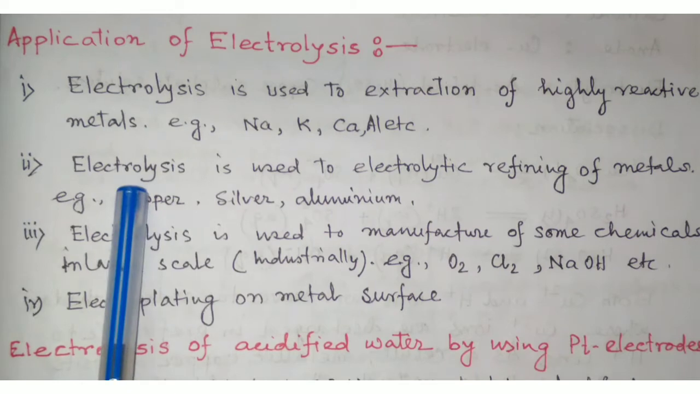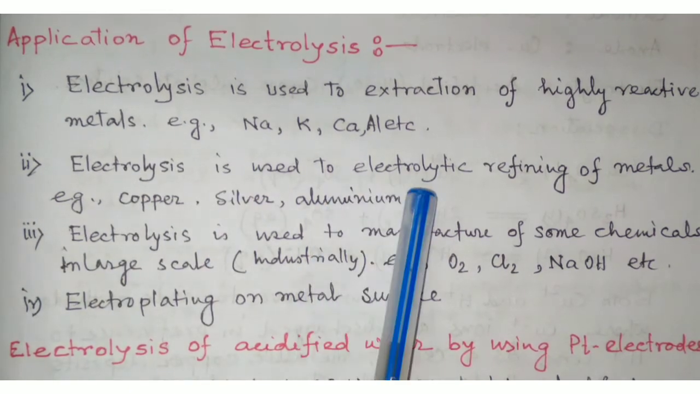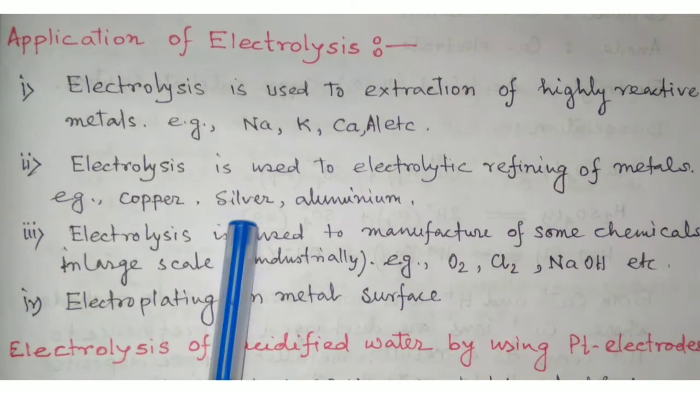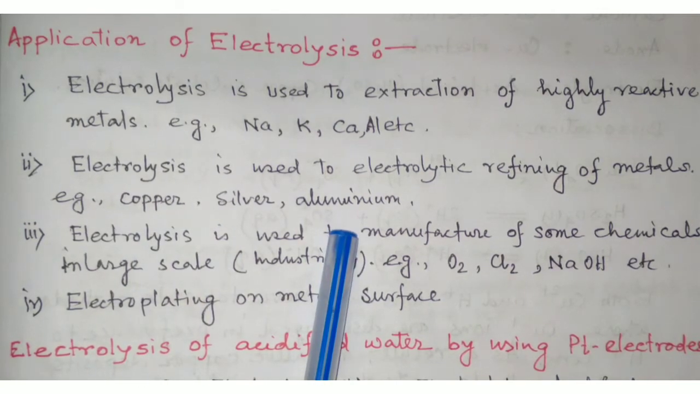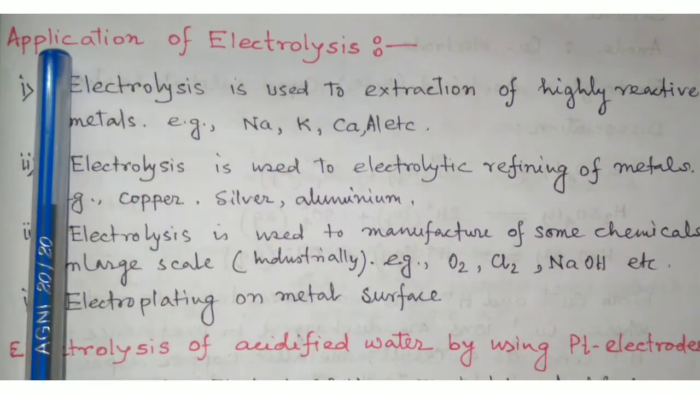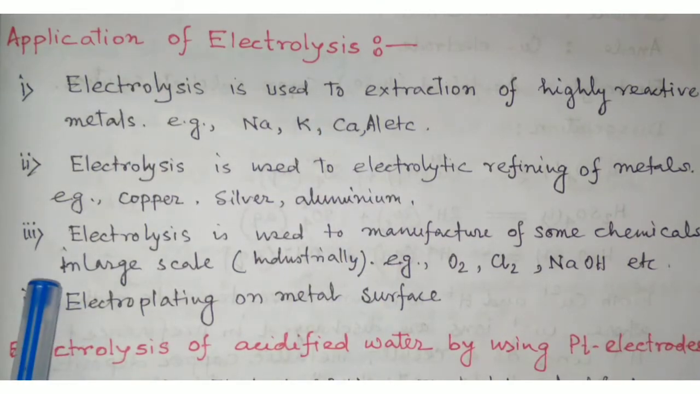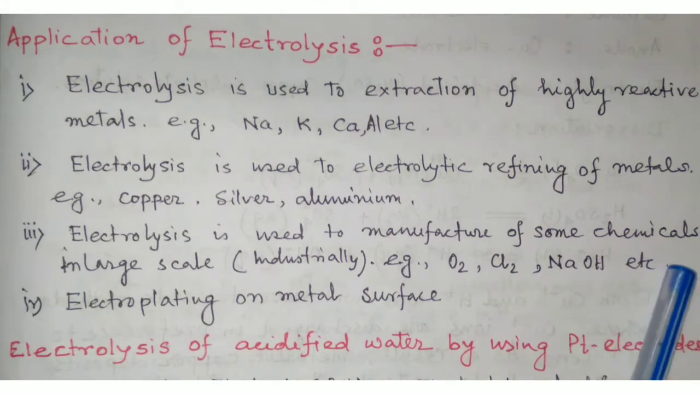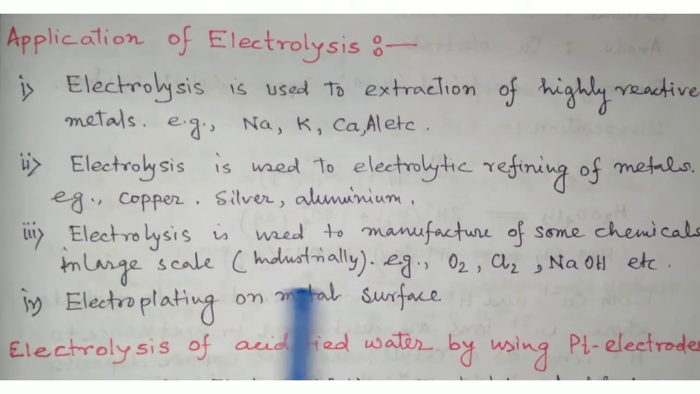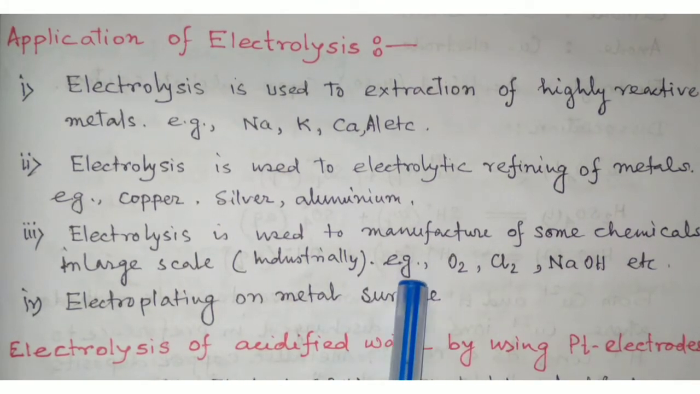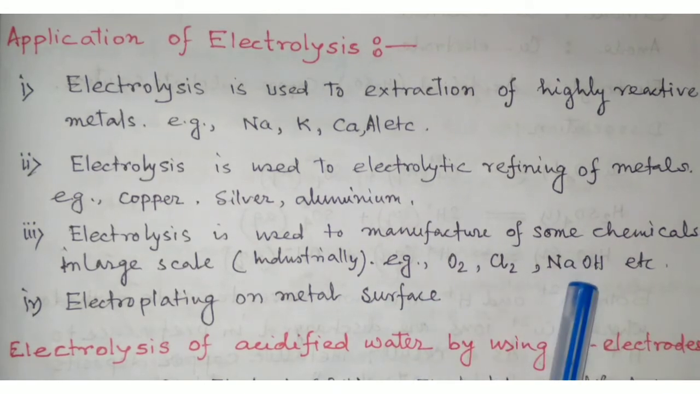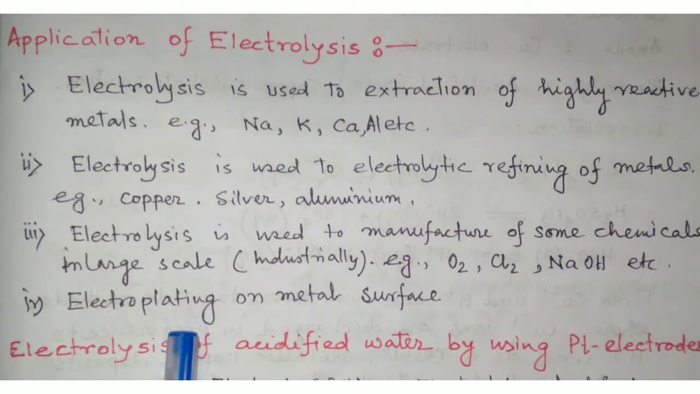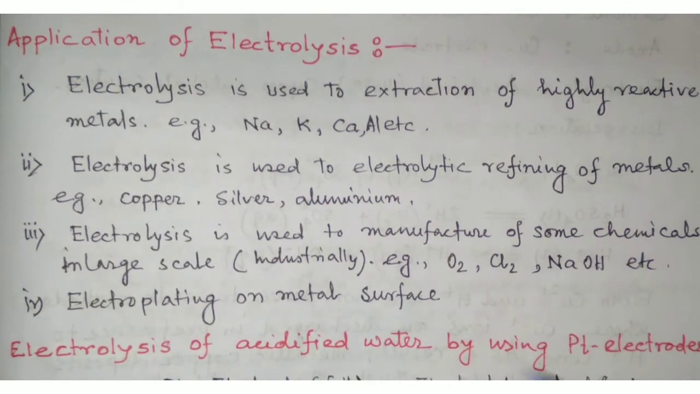Number two, electrolysis is used for electrolytic refining of metals, as for example copper, silver, aluminum are refined by the process of electrolysis. Number three, electrolysis is used for manufacture of some chemicals on a large scale, that is industrially, as for example oxygen, chlorine, sodium hydroxide, etc. And the last point is electroplating on metal surfaces.